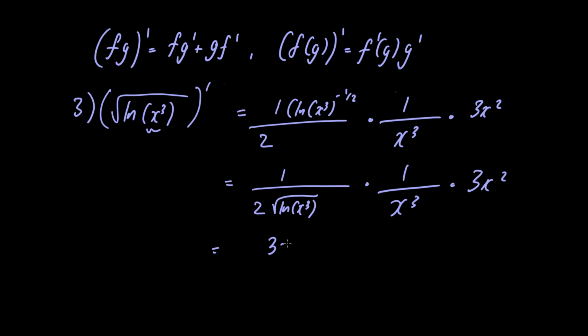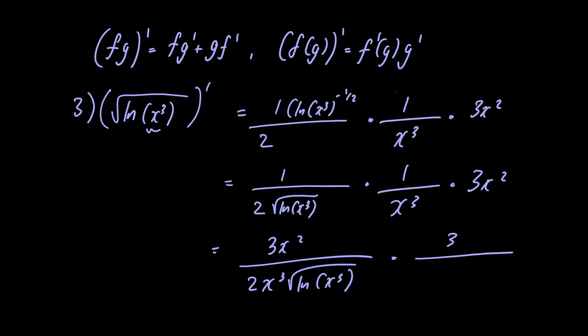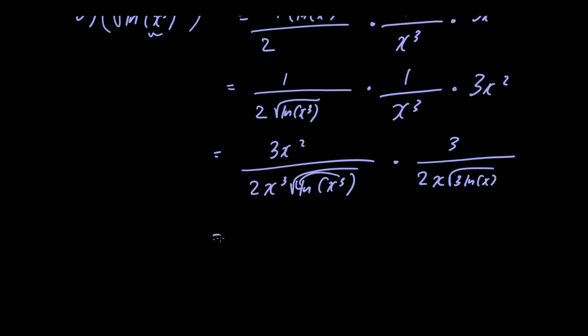And this is equal to 3x squared divided by 2 multiplied by x cubed, divided by the square root of the natural logarithm of x cubed. And this is equal to 3 over 2 times x multiplied by the square root of 3 times the natural logarithm of x. All we've done is use the power rule here to bring the 3 down to the front. Now this simplifies even further. We have the square root of 3 over 2x times the square root of the natural logarithm of x. And that's the final answer.